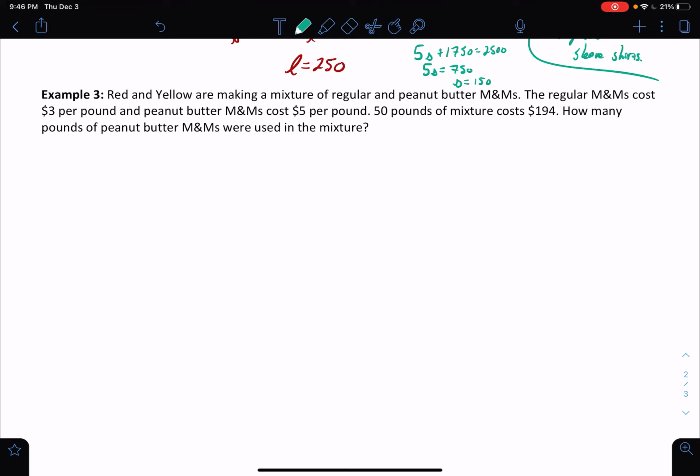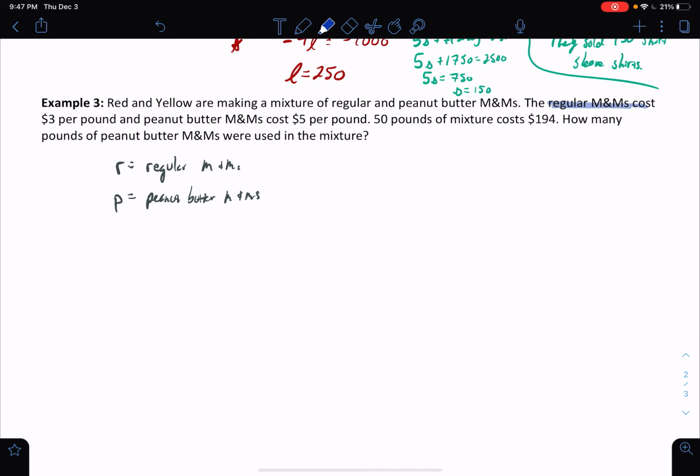All right, so let's define our variables. We'll have R be regular M&Ms, and we'll have P be peanut butter M&Ms. All right, so we got some information here. We've got that the regular M&Ms cost $3 per pound. Peanut butter M&Ms cost $5 per pound. And the total with the money was $194.